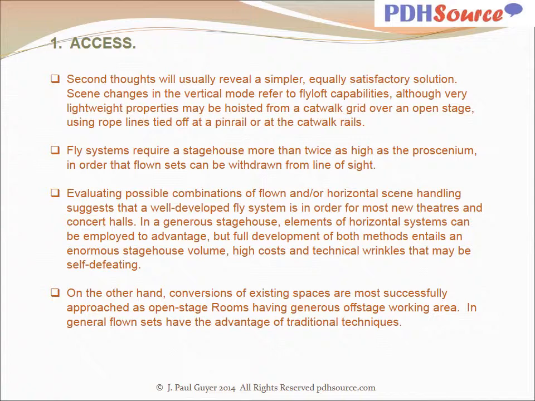Evaluating possible combinations of flown and/or horizontal scene handling suggests that a well-developed fly system is in order for most new theaters and concert halls. In a generous stage house, elements of horizontal systems can be employed to advantage, but full development of both methods entails an enormously large stage house volume, high costs, and technical wrinkles that may be self-defeating. On the other hand, conversions of existing spaces are most successfully approached as open stage rooms having generous offstage working area. In general, flown sets have the advantage of traditional techniques.